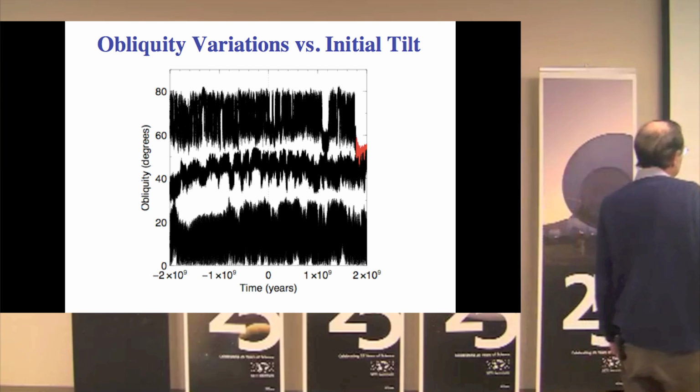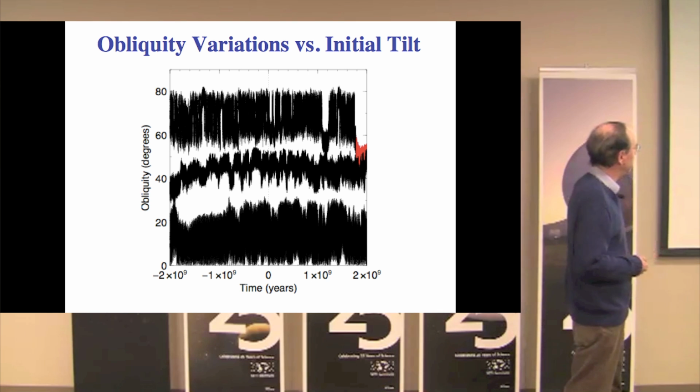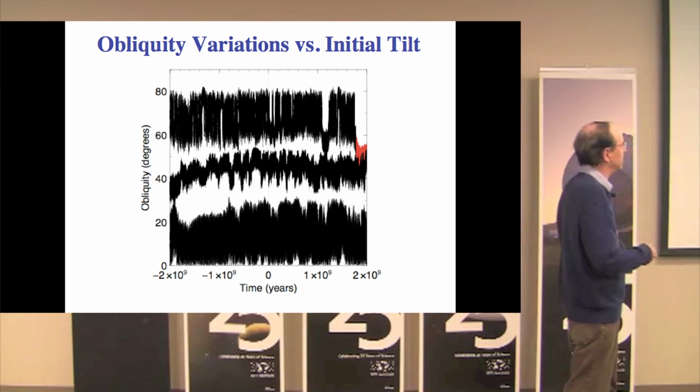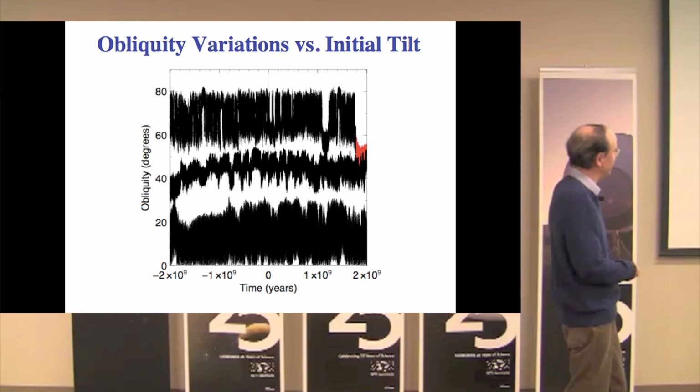This is a set of actually 3 different integrations, 2 billion years in the future, 2 billion years in the past for each of them. One starts with a fairly low obliquity. One starts with a somewhat higher obliquity than we have now. And this one starts with a very high obliquity. But you see that they vary, but they don't vary from low to really high. There are 3 different ones. These 2 do overlap here.